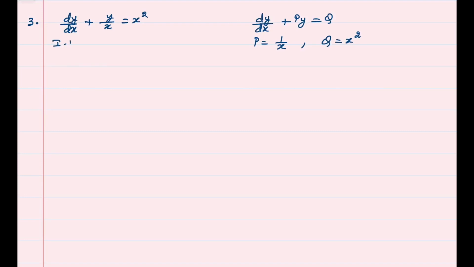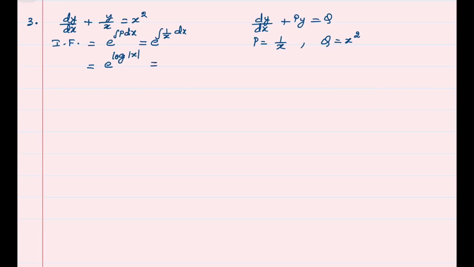Question 3. The equation is dy by dx plus y divided by x is equal to x square. This is of the linear differential equation form dy by dx plus py equal to q, where p is 1 divided by x and q is x square. We will find the integrating factor. The formula is e raised to integral p dx, which is e power integral 1 by x dx. And integral of 1 divided by x is log of absolute value of x.